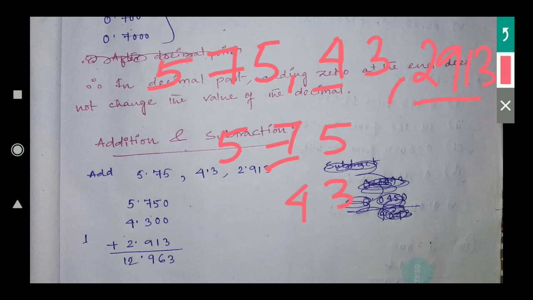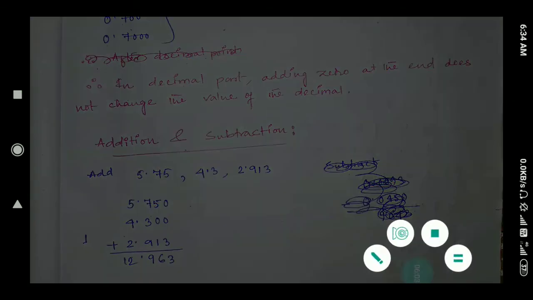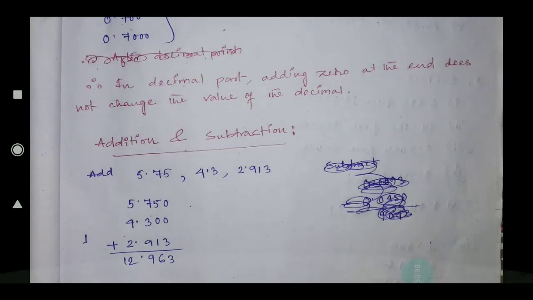So how will you add this? First of all you will write the unit place, then tens place, then hundreds place, then thousands place. Like this you will write, and after that you will add all the values, like 5 plus 3 plus 3. So here also it is the same. The difference is that here the numbers are not integers. What kind of numbers are they?